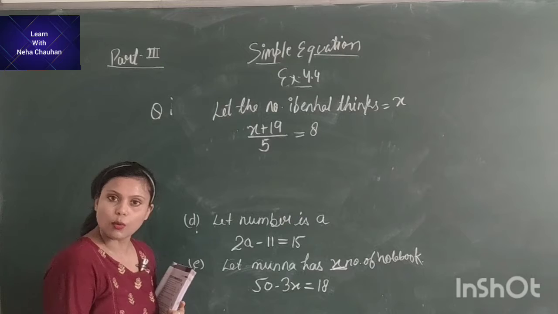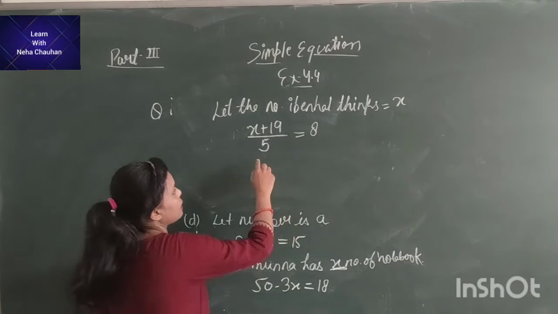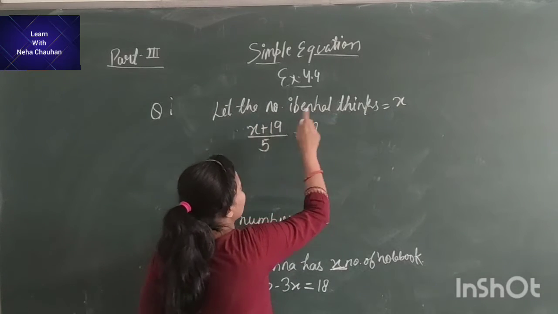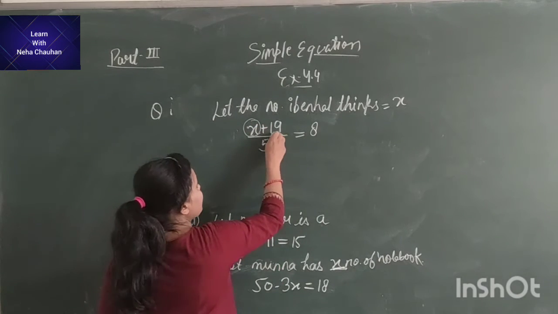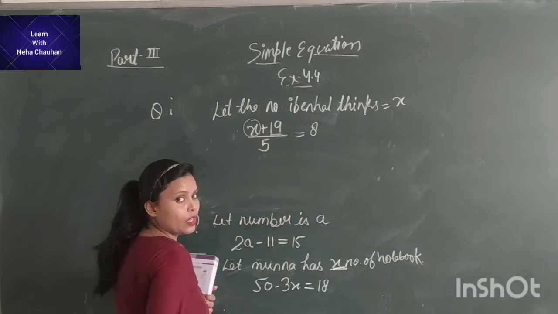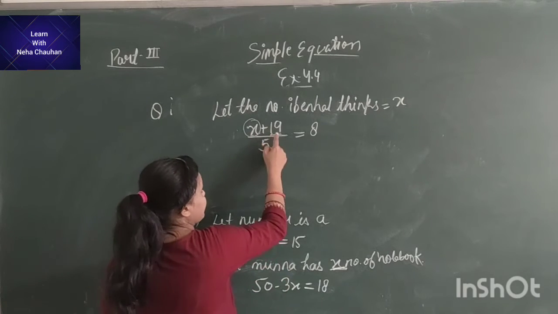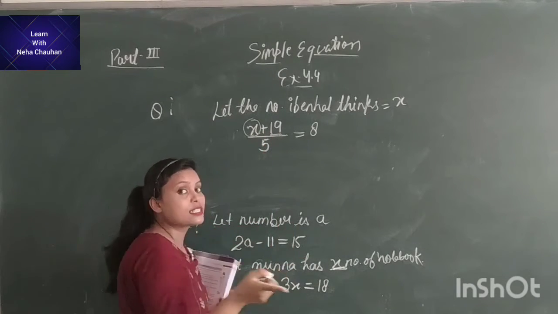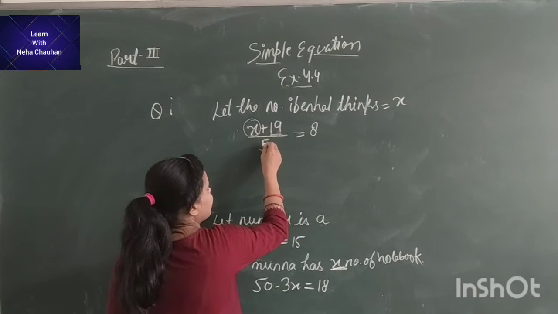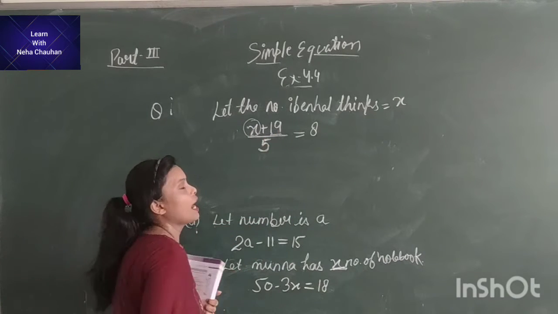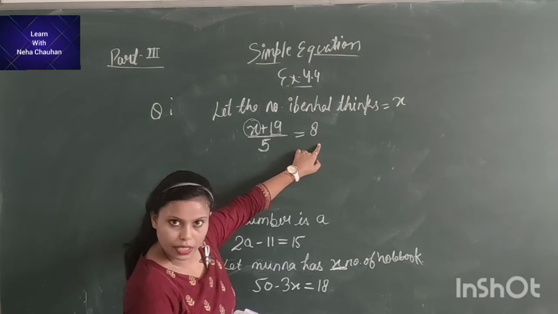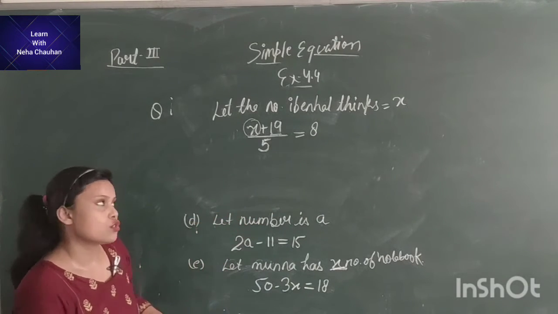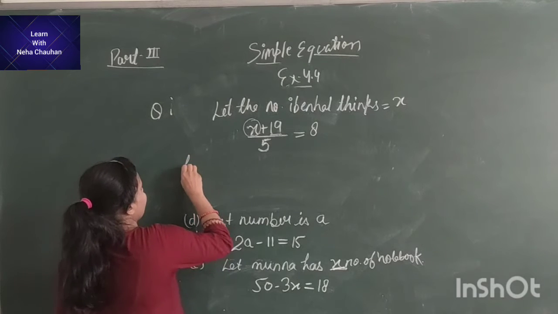So we get the equation, right? Ibn-e-Hal thinks of a number x, then adds 19 to it and divides the sum of x and 19 by 5, and after dividing she gets 8. So this is the equation, you have to solve it. Now part F.